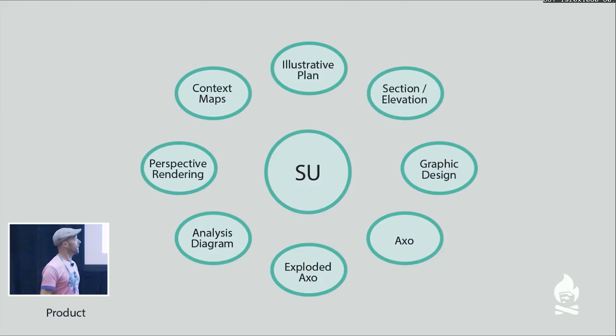An illustrative plan could come in early in the process as part of an early concept, or it could be the final product. Sections, elevations, obviously, graphic design. I say graphic design because with SketchUp, there are some really great graphic designers here. Has anyone seen Liam Keating's work, or the guy that does the movie props? You can do some really amazing graphic design stuff with SketchUp, and I've tried to do more recently. Axonometrics, exploding axonometrics, SketchUp's great for that because everything's on layers and you can just pull everything straight up.